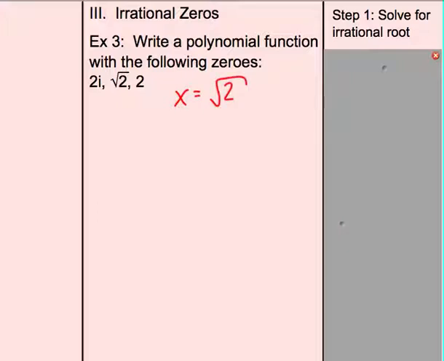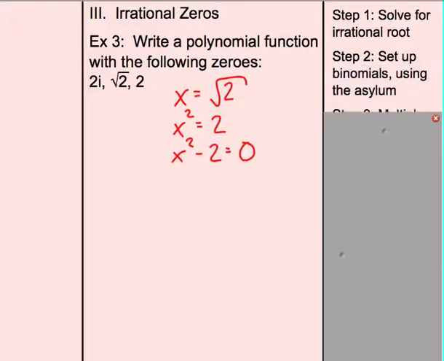Well, how do I get that equal to 0? My first step is to square both sides, and then subtract the 2. So think about that the same way we treated the fraction. Instead of subtracting the square root of 2 and ending up with a radical in our polynomial, we want integers. So think about other ways of solving.